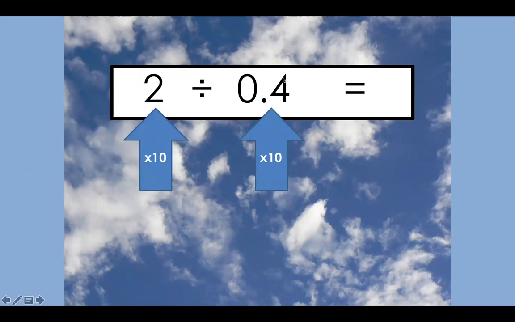So when I want to get rid of this decimal, I times it by 10. In this number, I must also times it by 10 with this number to be fair. So 2 becomes 20 and 0.4 becomes 4. So 20 divided by 4, we know is 5. So it's easier that way.